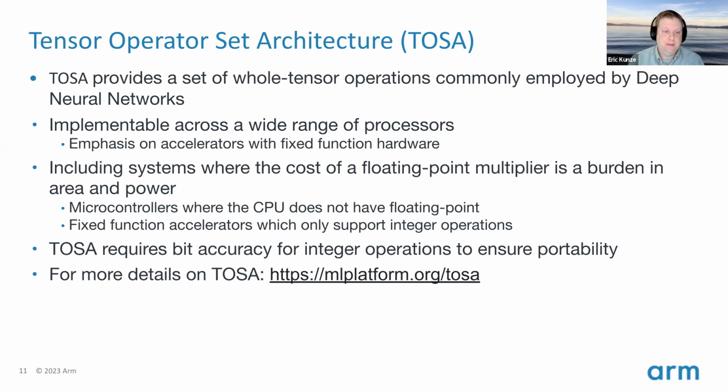That mainly includes systems where you can't afford a floating point multiplier. Floating point multipliers are too expensive. Microcontrollers can't afford the area or power to have floating point, and the fixed function accelerators save a significant amount of power by keeping everything purely integer. And with the integer operations, in our testing and conformance setup, TOSA requires you to be bit accurate. We have a conformance test suite that you can run, and on integer ops, you need to be bit accurate to ensure repeatability and portability across implementations.